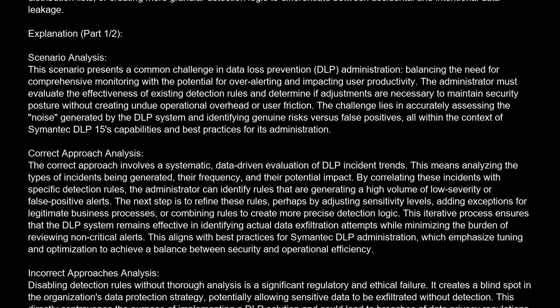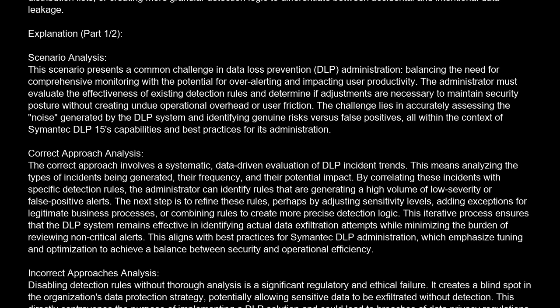The correct answer is D. Analyze the specific detection rules generating the majority of these low-severity alerts, identify patterns of legitimate sharing, and refine the rules by adjusting sensitivity thresholds, adding specific exceptions for approved internal distribution lists, or creating more granular detection logic to differentiate between accidental and intentional data leakage.